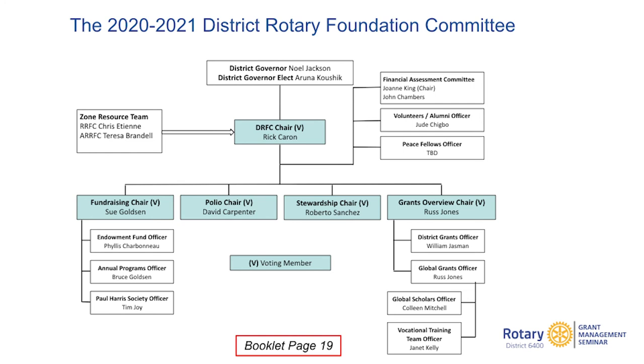Then across the bottom, there's the fundraising chair, Sue Goldson, the polio chair, David Carpenter, the stewardship chair, Roberto, who's here, the Grants Overview Chair, Russ Jones, that's why he's here, and all the blue people are the voting members. The rest are there for consulting, for doing work, for asking questions and helping us move forward. But all the policies and the expenditure of money is controlled by the five voting members, three of which are here tonight. So be nice to us if you want money in the future.